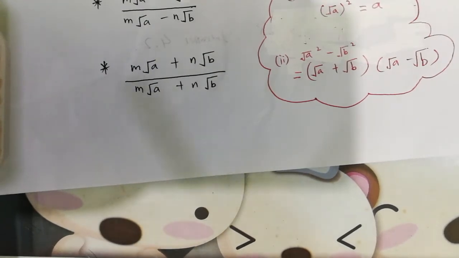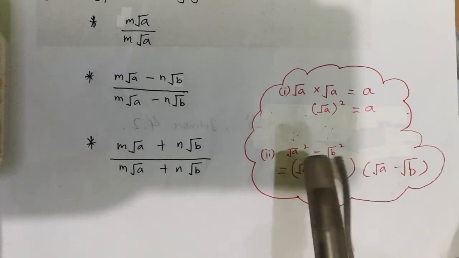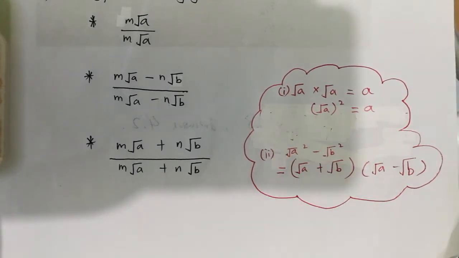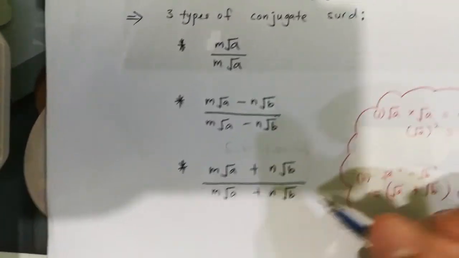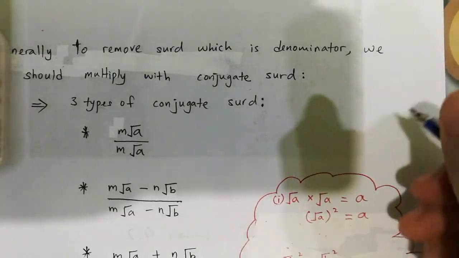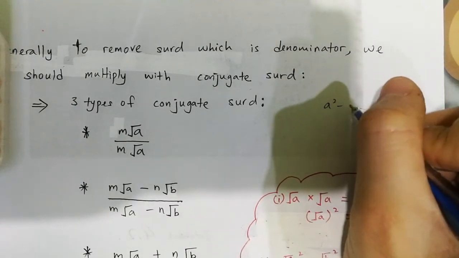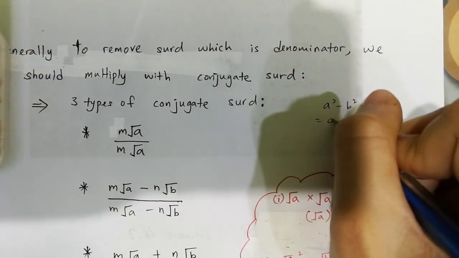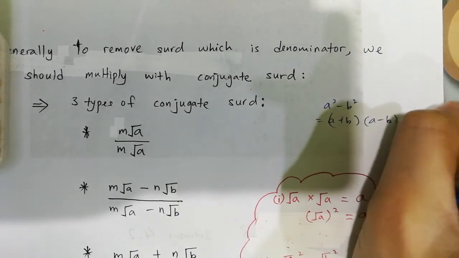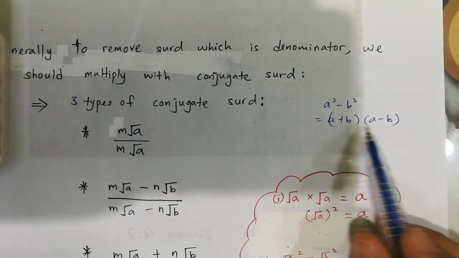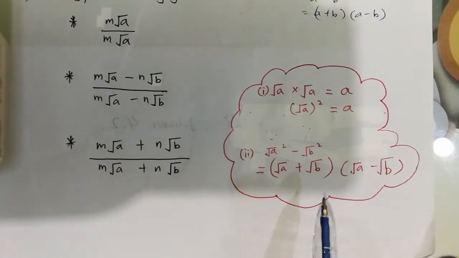You see, remember? You still remember this? Okay, it comes from A square minus B square. Remember A square minus B square? A square minus B square equals A plus B multiplied with A minus B. Okay, I use this, we extend to this type.